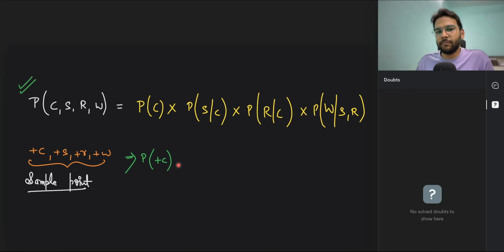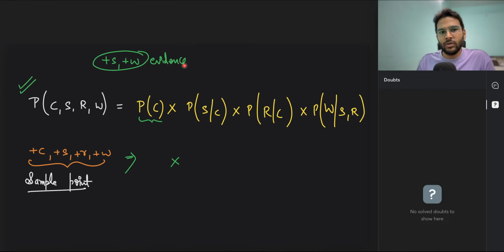Probability of plus C. One more thing here: you can simply write probability of C here. I don't want to confuse you, so simply understand this. I will talk about this part in some time. Next, probability of S given C. See, what is our evidence? Evidence is plus S and plus W. This is our evidence, so we only have to focus on our evidence.